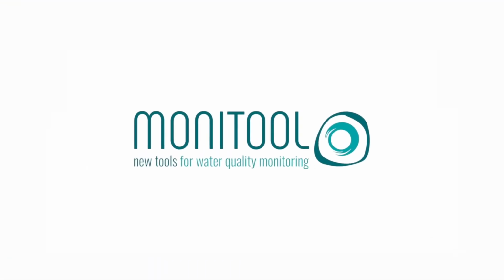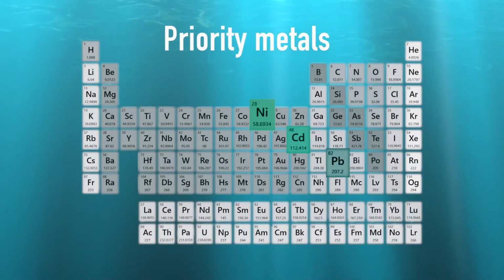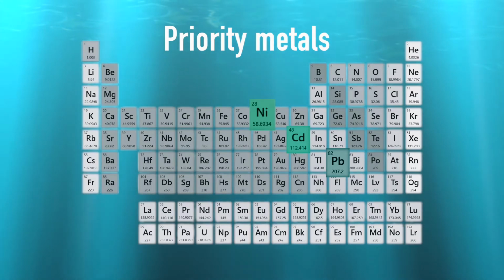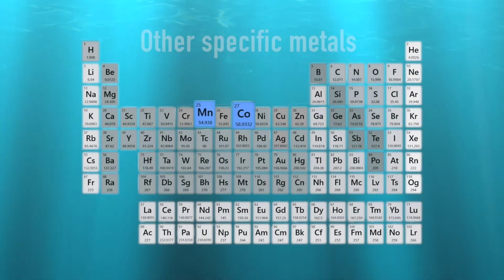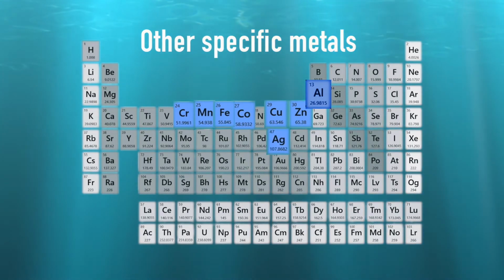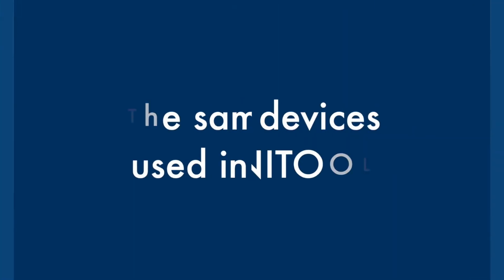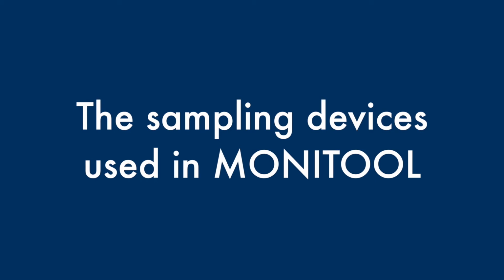What is MONITOOL? MONITOOL is a European project whose objective is to adapt existing metal water environmental quality standards, EQSs, for passive sampling devices, PSDs, thus allowing their use to evaluate the chemical status of waters under the WFD. The passive sampler devices used in MONITOOL are the DGT.